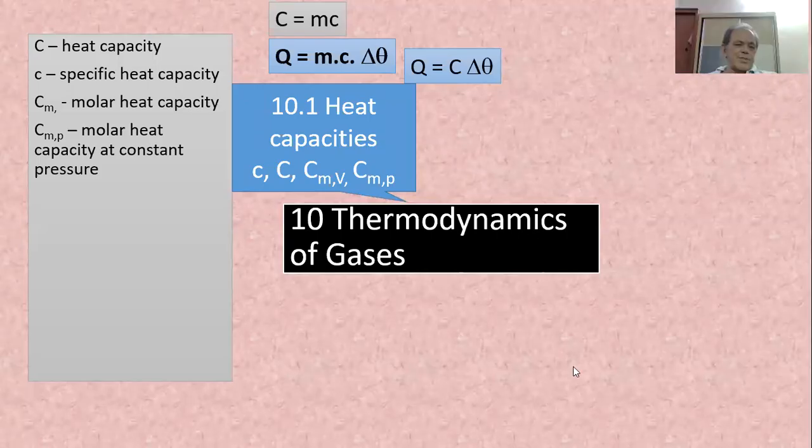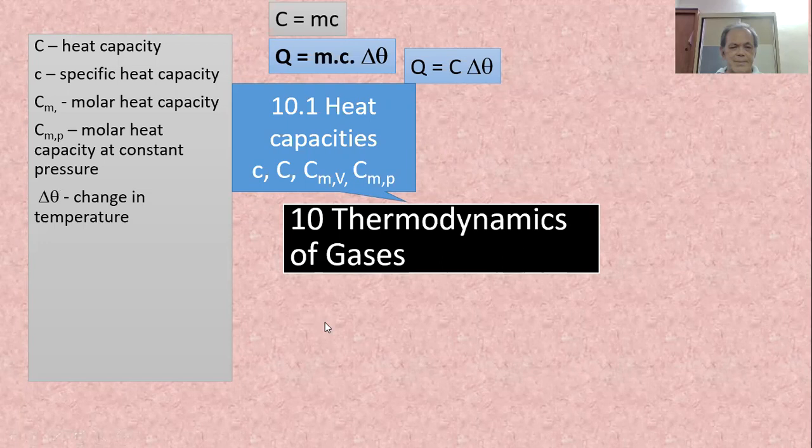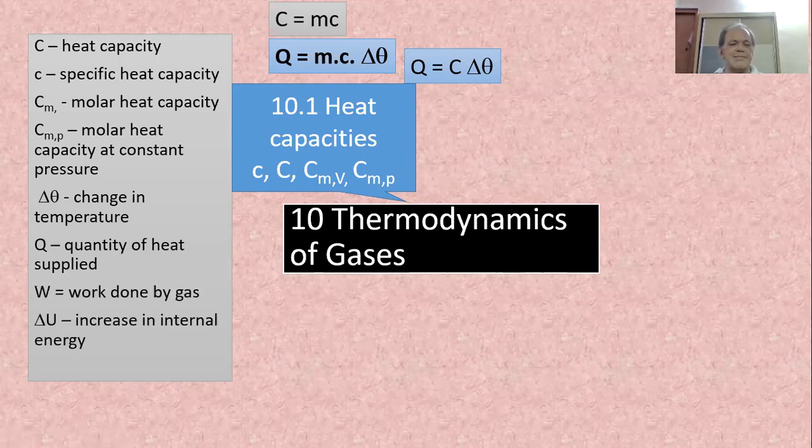Okay. So C_P is molar heat capacity at constant pressure. Then delta theta is change in temperature. Q is quantity of heat supplied. W is work done by gas. Delta U is increase in internal energy.